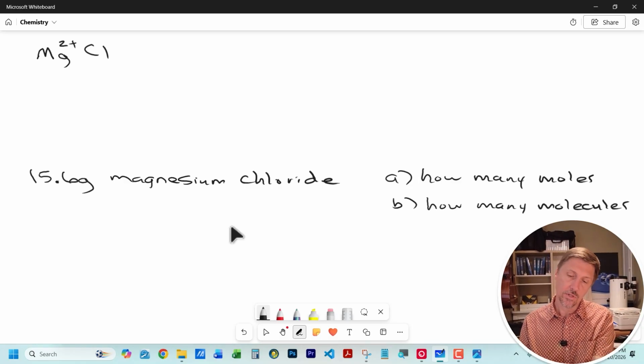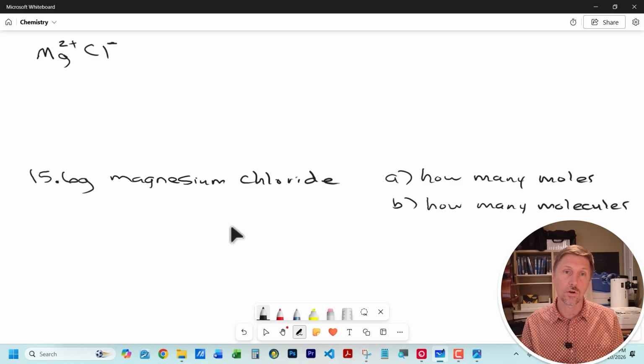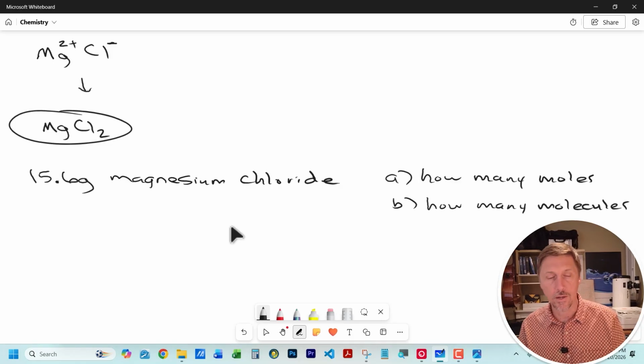Chlorine, however, if you look at the periodic table, is in column 7A. So it wants to gain 1 electron. And if it gains that 1 electron, it's going to have a charge of 1 negative, right? So swap and drop says, swap the numbers and drop the plus and minus and drop those numbers down. And so when you do that, you get MgCl2. That's our formula. That's our chemical formula for magnesium chloride, right?